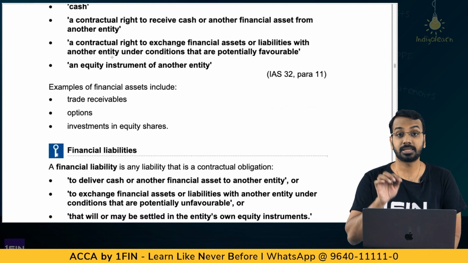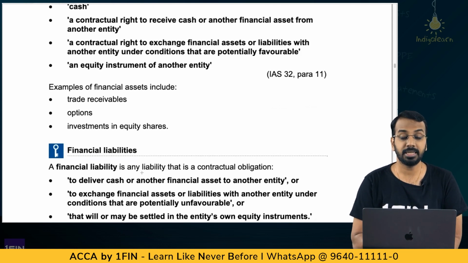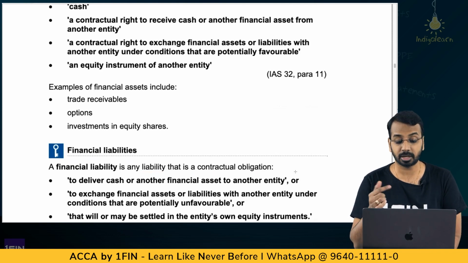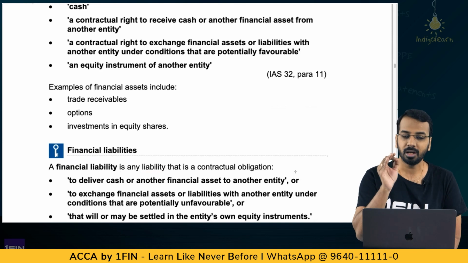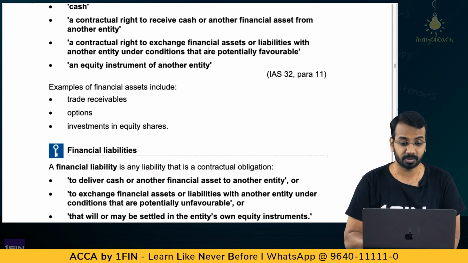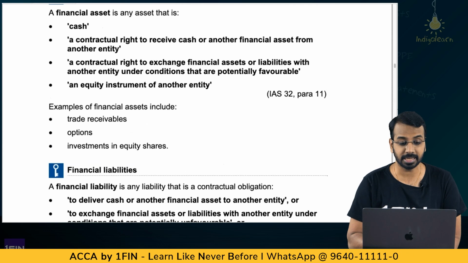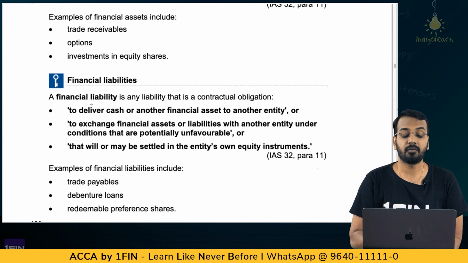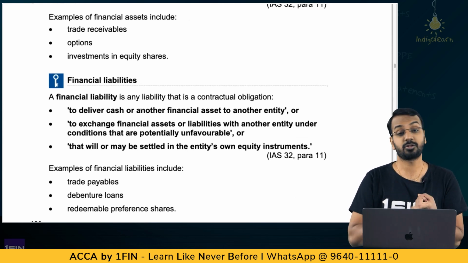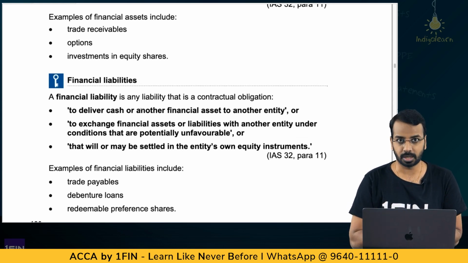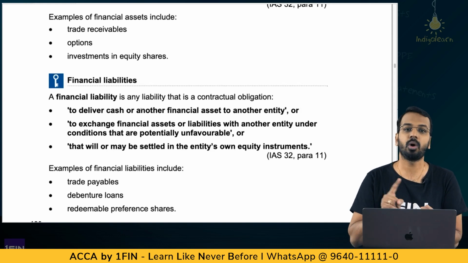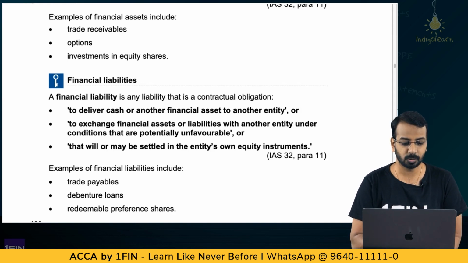But the second part, which is a financial liability, is any liability that is a contractual obligation. So again, here we are talking about contractual obligation. There has to be a contract and there is an obligation. What was here? Here it was an asset and it was a contractual right. Right. So coming back, a financial liability is any liability. So first it has to be a liability which is arising out of contract and which has an obligation. Now what is the obligation? The obligation is to deliver cash or another financial asset to another entity.